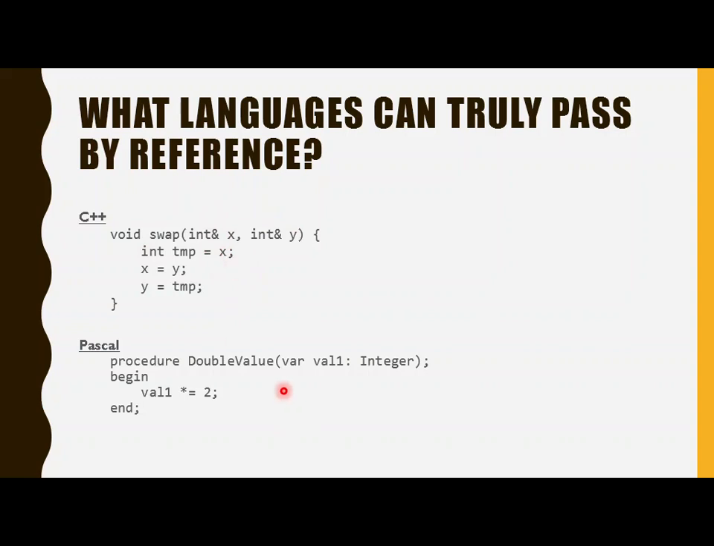In Pascal, there was a special parameter modifier called var, and var says, yeah, you can actually know where that thing is in memory, so you can receive it that way. But Java is not in this list. Java's not here. So hopefully that all makes sense now.